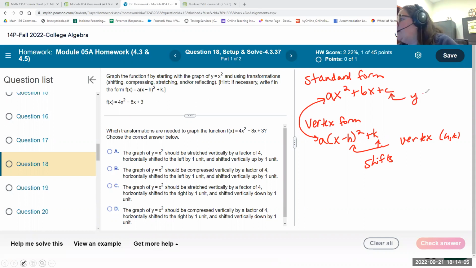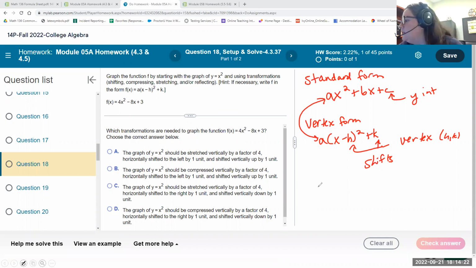C is going to be the y-intercept, so that can be a bit of a shortcut. But that's about it. So we really need to get this into vertex form. The long way to do that is to complete the square, but there's a shortcut.